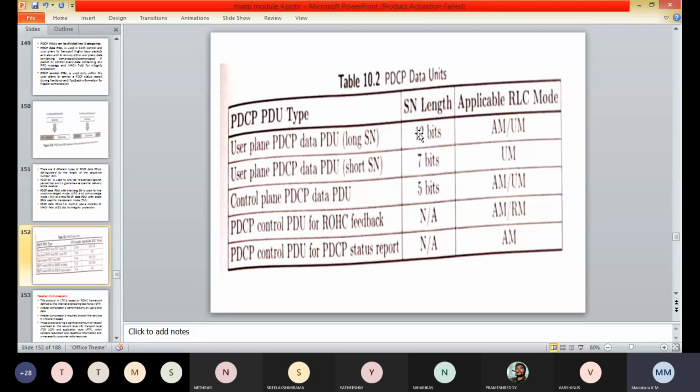So here for the user plane PDCP data PDU for the long SN, the SN length is 12 bits, and it is applicable for either acknowledgement mode or unacknowledgement mode. Similarly, for the user plane PDCP data PDU with a short SN, the length is 7 bits, and it is used for the unacknowledgement mode. For the control plane PDCP data PDU, the length is 5 bits, and it is applicable for the AM or UM mode. So for the control PDU, the RLC mode is AM or UM mode.